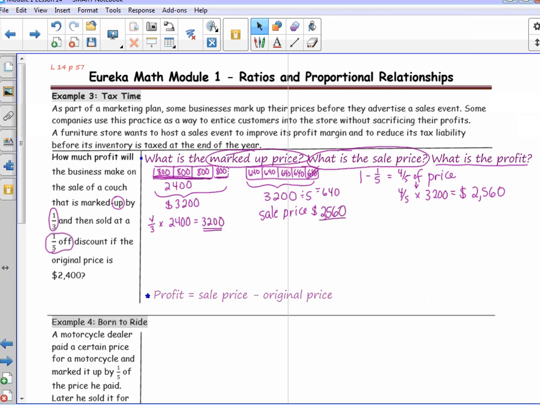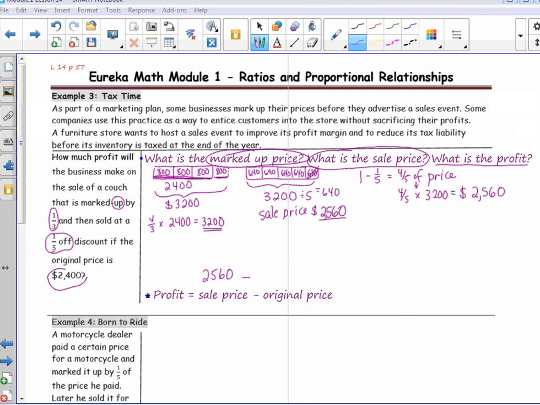The final part is, what is the profit that the company is going to make? So the profit can be found by starting with the sale price and then subtracting the original price, and that will be the profit. So the sale price of the couch was $2,560, and the original price of the couch was $2,400. And when you subtract those numbers, you get the profit. The company paid $2,400 for it, but they sold it for $2,560, and so they made a profit of $160.